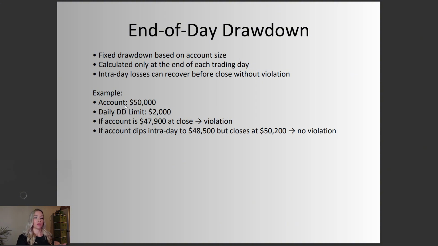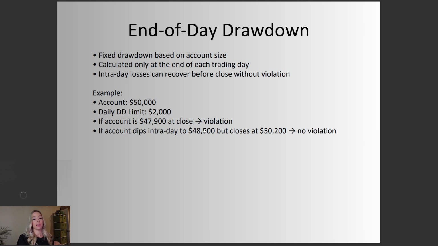So here's an example. You have a $50,000 account, daily limit $2,000. If the account is at 47,900 at close, you have violated that account, meaning you can close or you will have to, if the account dips intraday to say 48,500 but closes at 50,200, no violation, right?